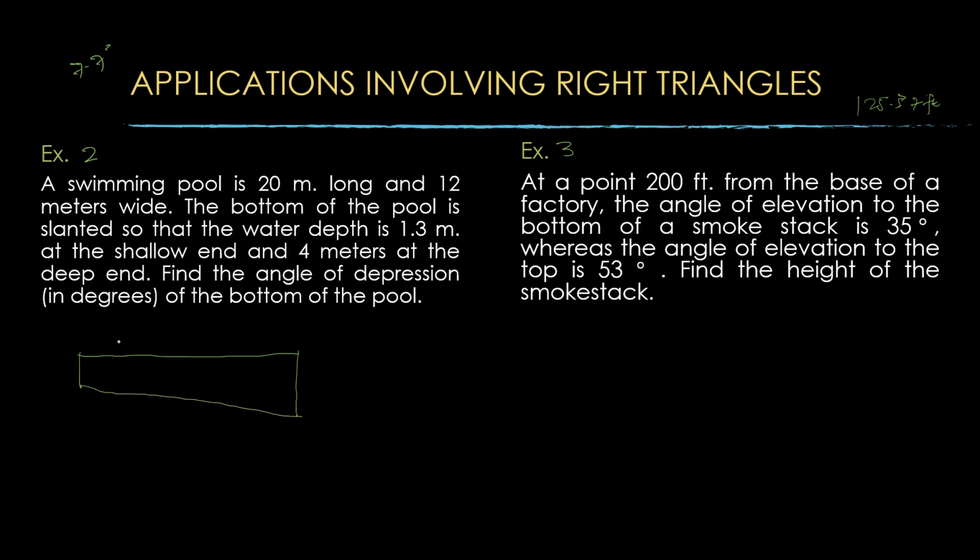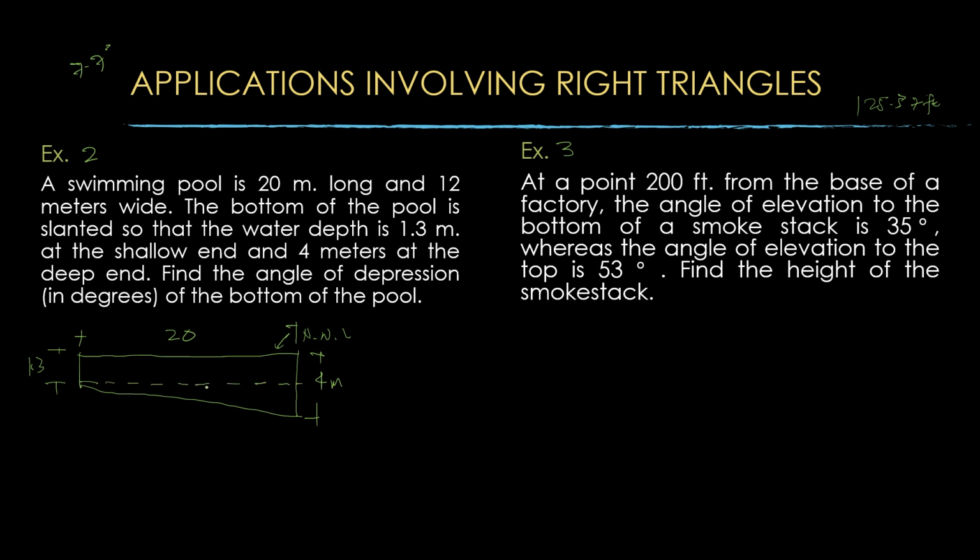This is your natural water level, or NWL. And this is your shallow end, that is 1.3 meters, and for the deep end, that is 4 meters, and the length of the pool is 20 meters. So we have to find the angle of depression of the pool.